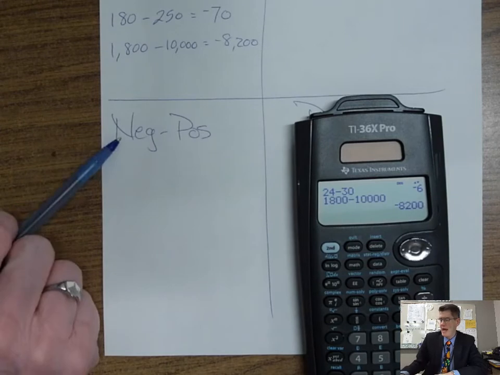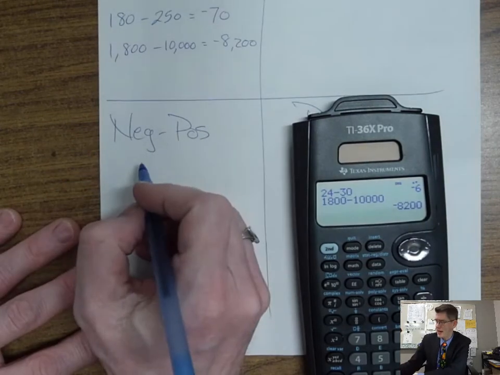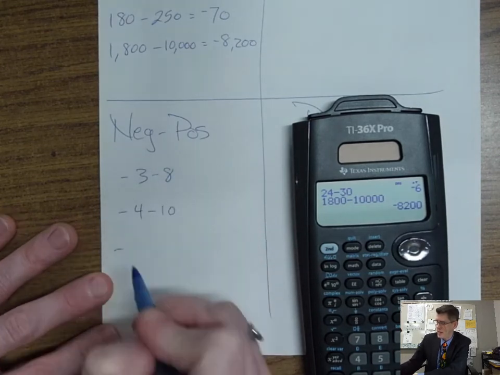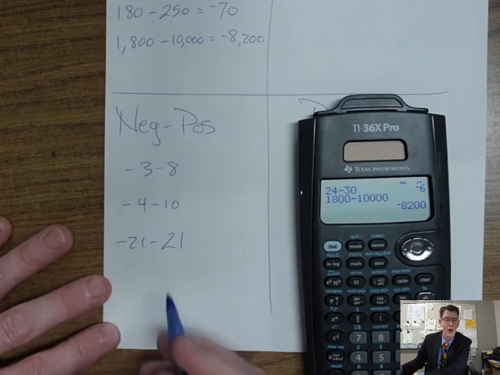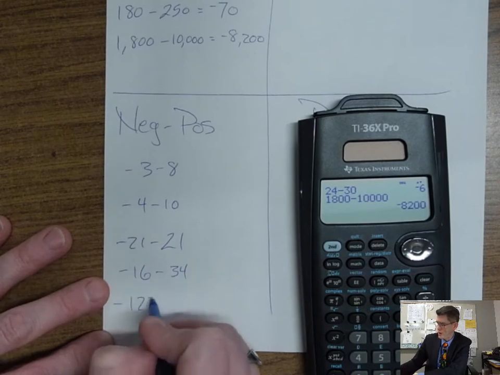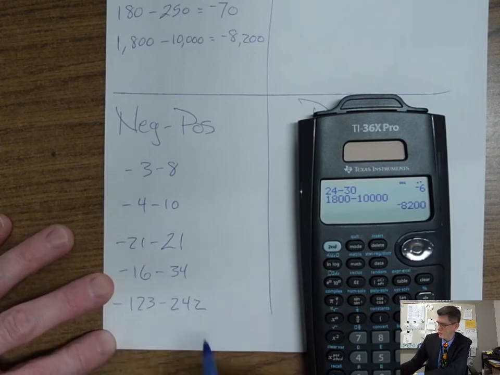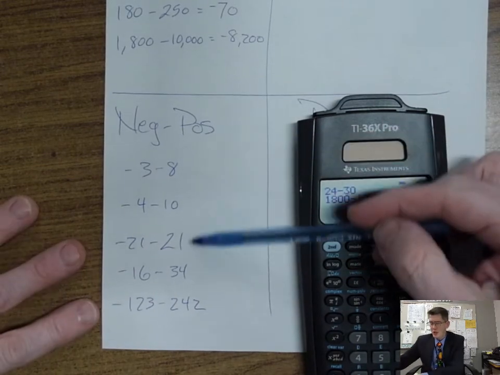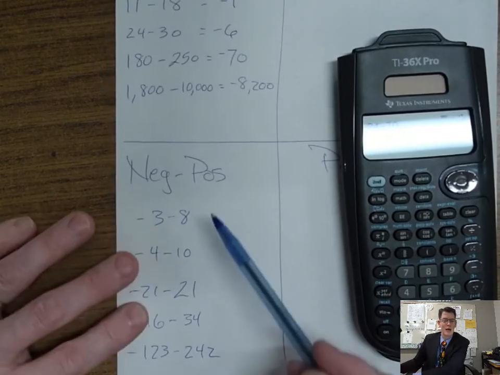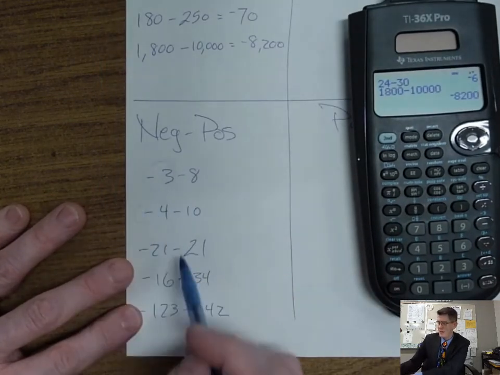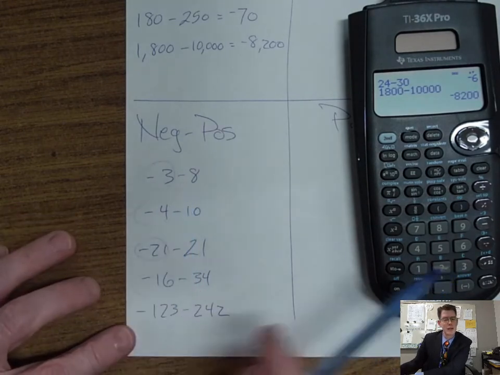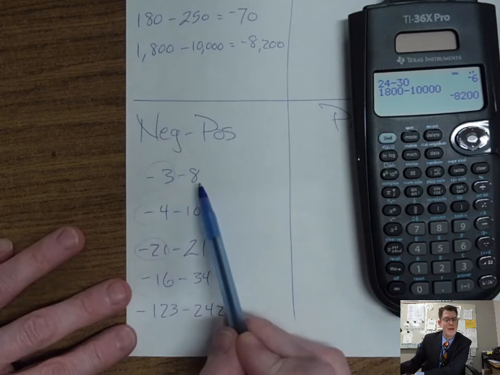Okay, what if you have a negative number and you subtract off a positive? So let's say I've got -3 minus 8, -4 minus 10, -21 minus 21, -16 minus 34, -123 minus 242. This situation that we're looking at is really the exact same as this situation. We're starting somewhere on the number line: -3, -4, -21. We're starting in the spot, and then minus, we're going to the left. We're going down the number line that many places.